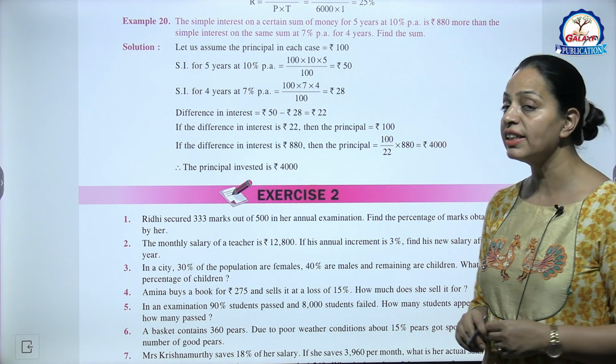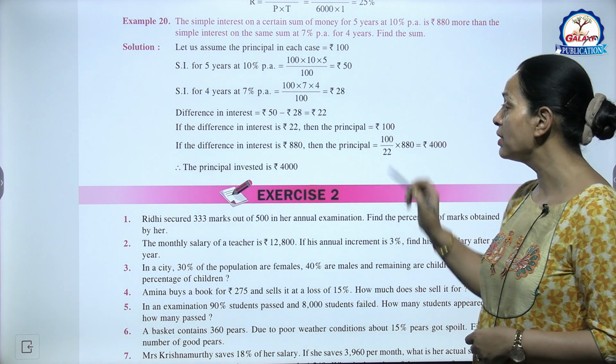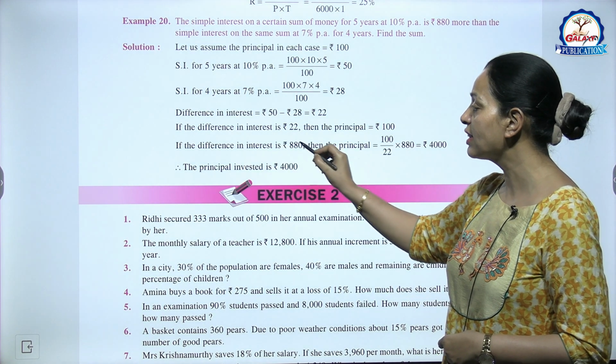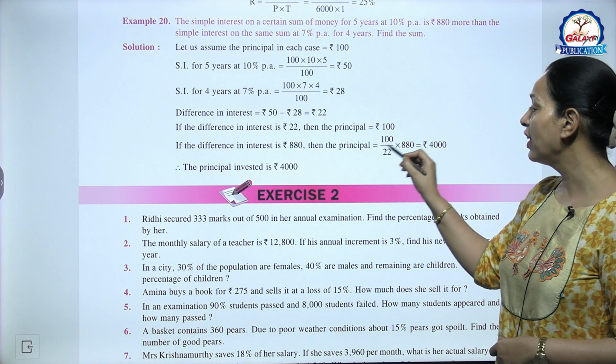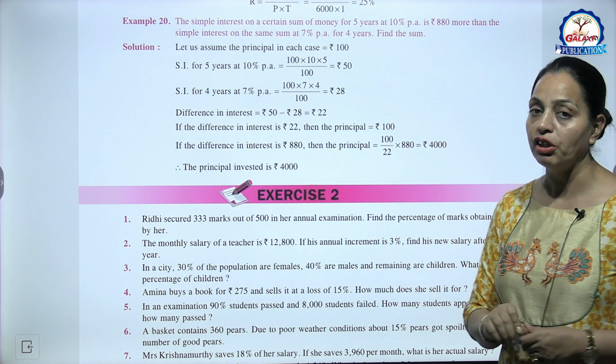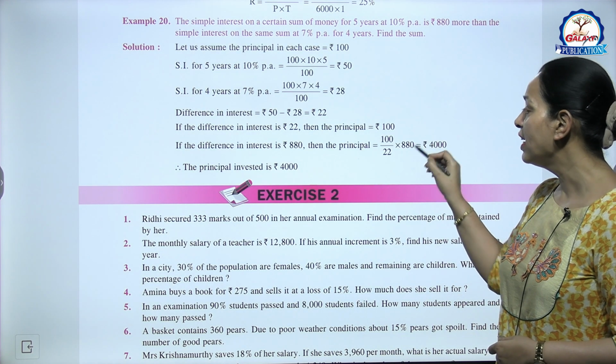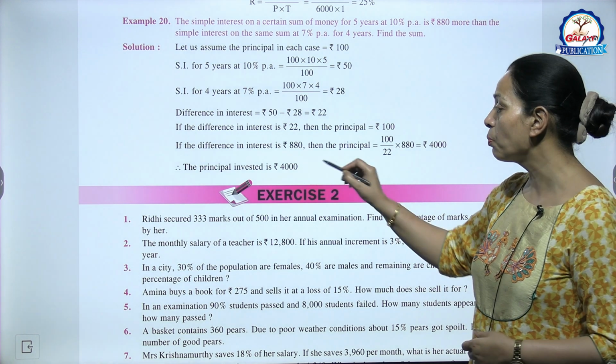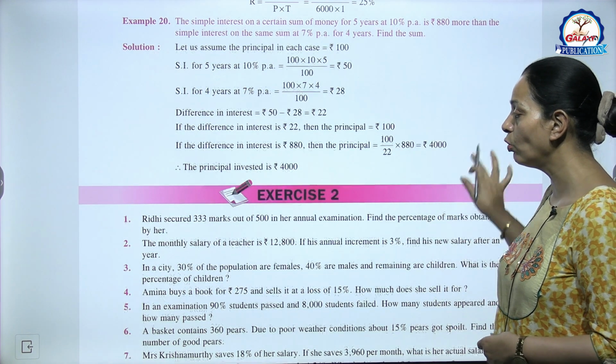So if difference in interest is rupees 22, then the principal we know that is 100, and if the difference in interest is 1, then the principal is 100 upon 22, and if the difference in interest is rupees 880, then the principal is 100 upon 22 into 880. Cut it, you will get rupees 4000. So principal is rupees 4000.